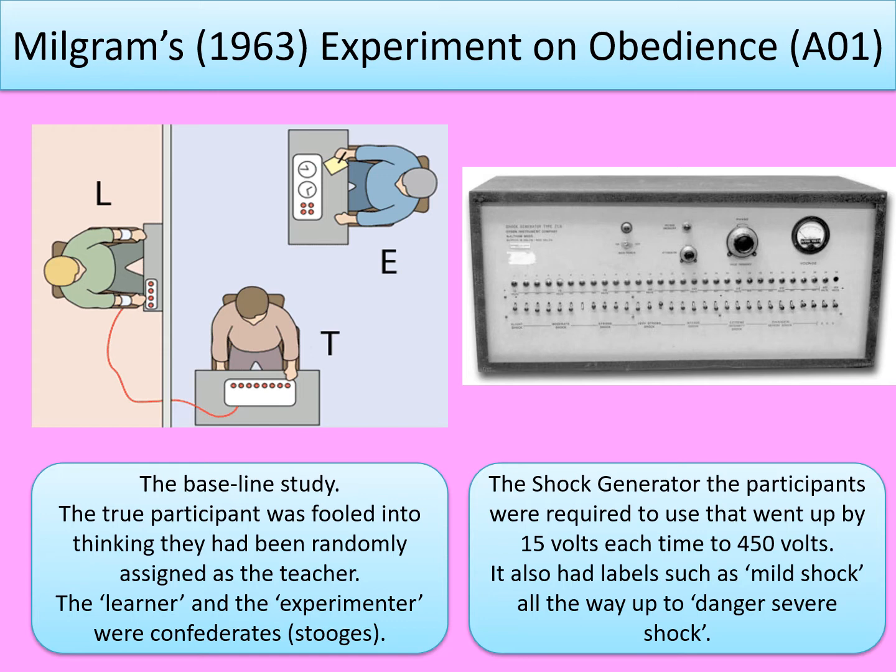T stands for teacher, and the real participant was tricked into thinking that they had been randomly assigned the role of teacher. And then they were given an electric shock generator, which you would have seen in the video clip. And they were told to do a task where they had to give the learner, who's in the next room, word pairs, and then the learner had to remember certain things and answer. But now, because the learner was a confederate, they on purpose got a lot of questions wrong, and every time they got a question wrong, the teacher was required by the experimenter to give the learner an electric shock.